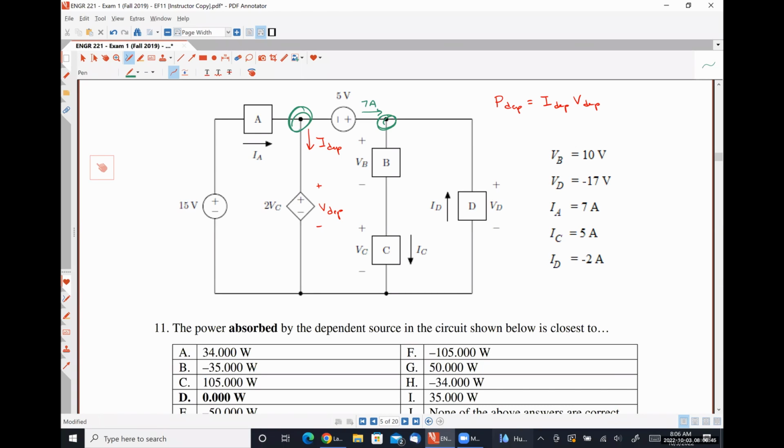So I have IC is 5 amps flowing down, and I have ID is equal to -2 amps flowing up, which is the same as 2 amps flowing down, and 5 plus 2 is 7.